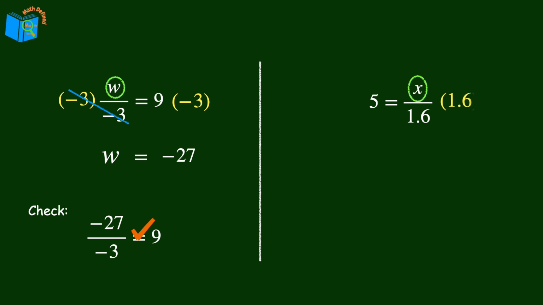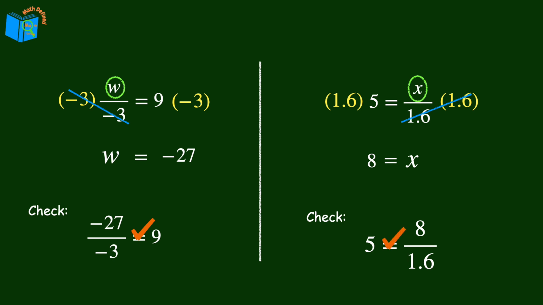First, isolate x by multiplying both sides by 1.6. The 1.6's cancel out on the right, leaving x. On the left, 5 times 1.6 equals 8. Let's check. Substituting x equals 8 into the original equation, 8 divided by 1.6 equals 5. Our solution is correct.